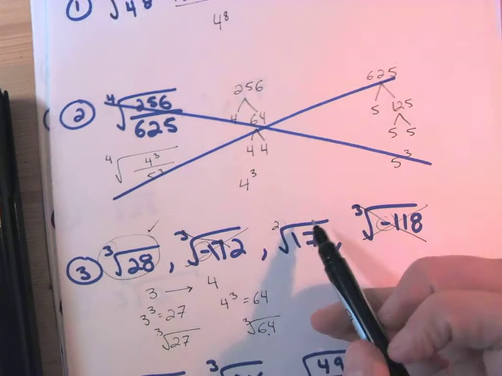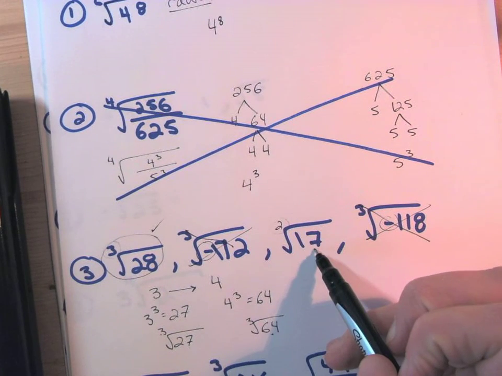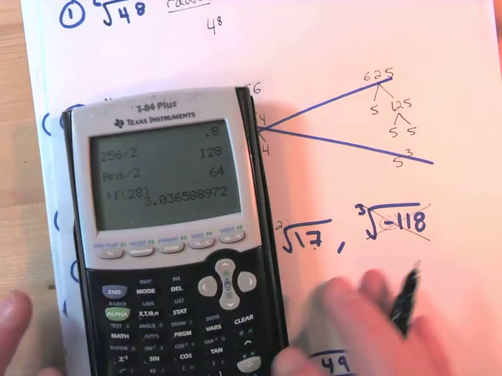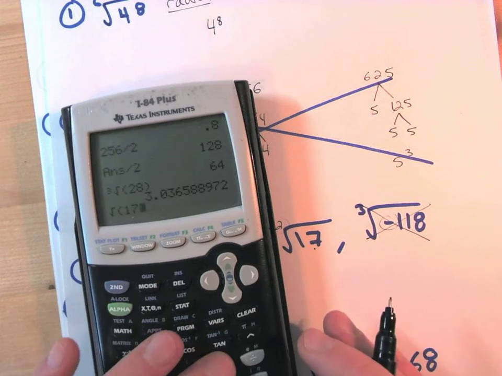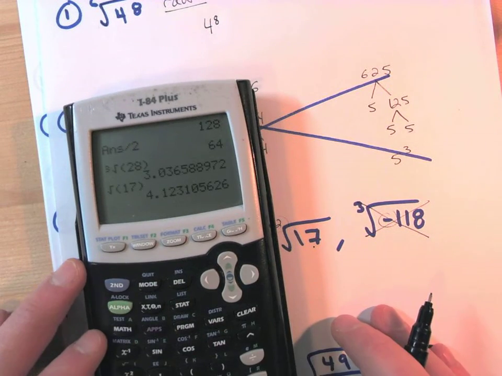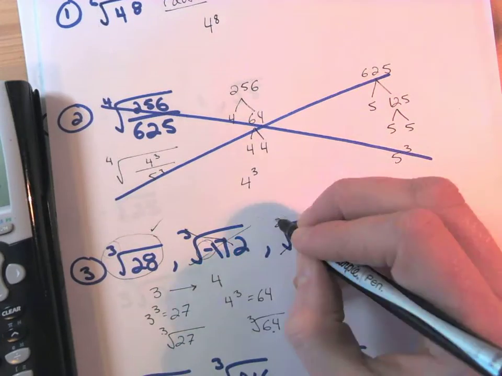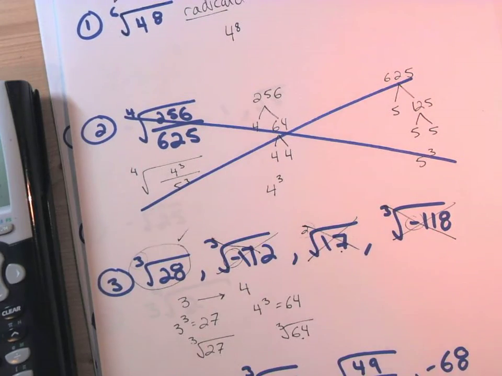So that one is. This one, square root of 17. Okay, so this one, we can just type in as well. Square root of 17, 4.12. So we know that's above, so that won't be. So our only answer is cube root of 28.